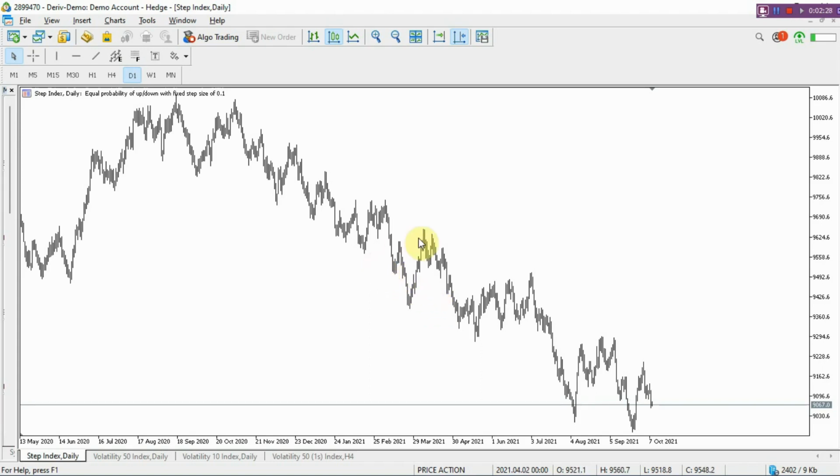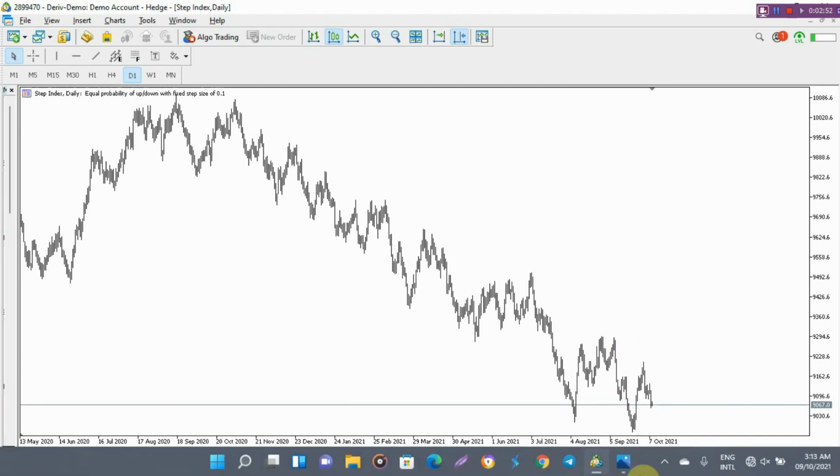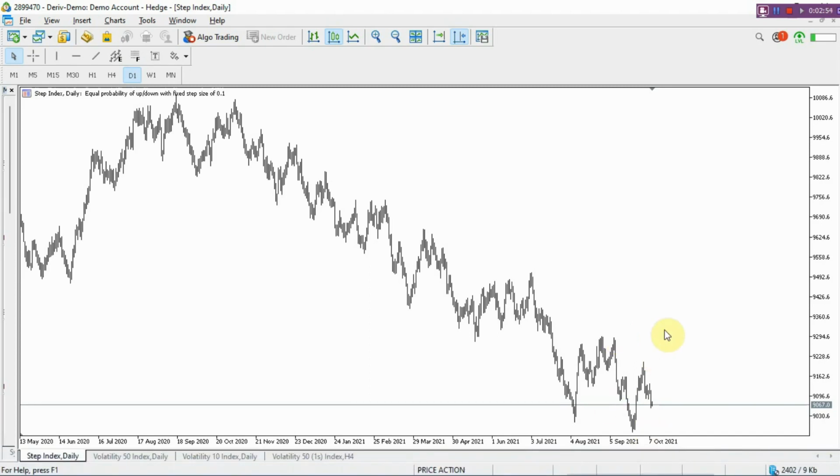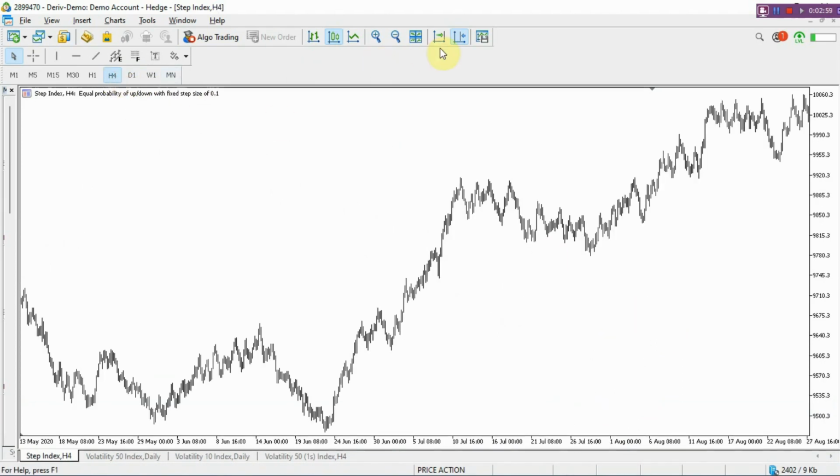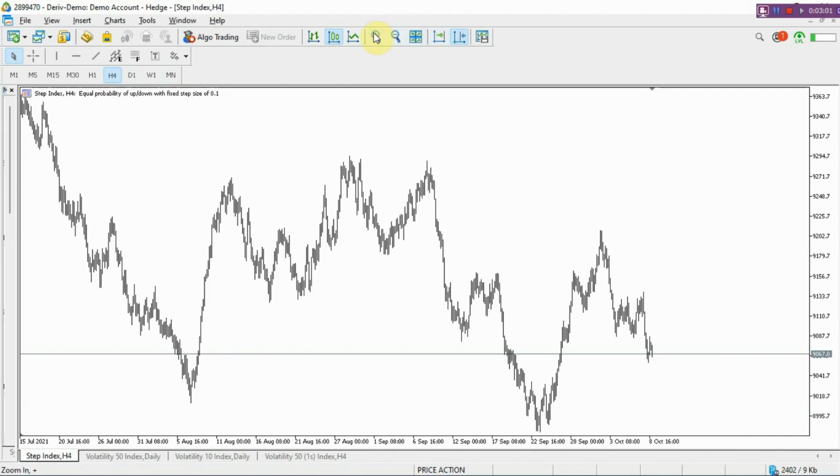And for step index on the daily, we clearly see that this has been a strong downtrend. We've seen a lower high, a lower low, lower high, lower low, lower high, lower low, lower high, lower low. And we've just been seeing that for quite some time, and definitely this is a downtrend. So I'll be looking for downtrend opportunities, which I mean sells, for step index, to be trading in the direction of the market. So this is my daily, and I'll just move straight to my H4 to find opportunities.